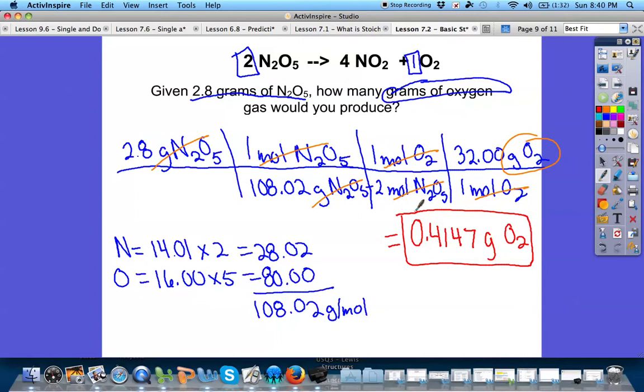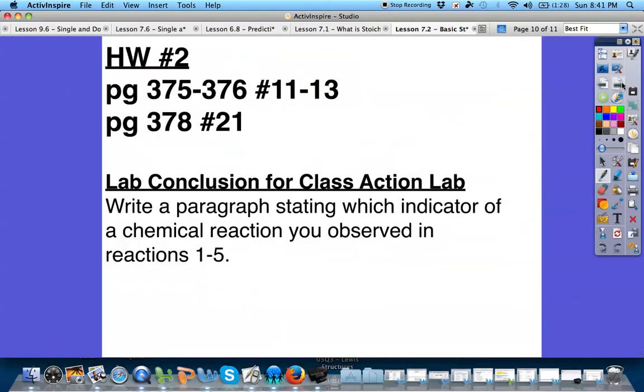You have practice F, basic stoichiometric calculations at the bottom of page 6 and the top of page 7. You need to work through those problems for next class. We're going to take it a step further and add in particles next class, so you want to make sure you understand the mass to moles and moles to mass and mass to mass that we talked about today. You also have this book assignment, homework number 2, page 375 through 376, numbers 11 through 13, so 11, 12, and 13, and then on page 378, number 21.